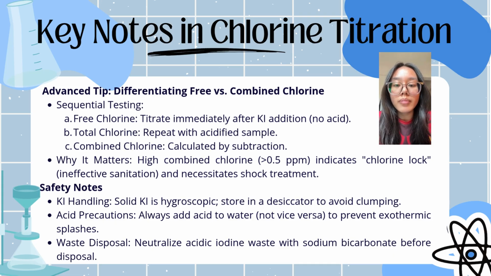B. Total chlorine: repeat the titration, but this time with an acidified sample. The acid helps release both free and combined chlorine, giving the total chlorine level. C. Combined chlorine: this is calculated by subtracting, total chlorine minus free chlorine is equal to combined chlorine. Combined chlorine includes forms like chloramines, which are less effective disinfectants.